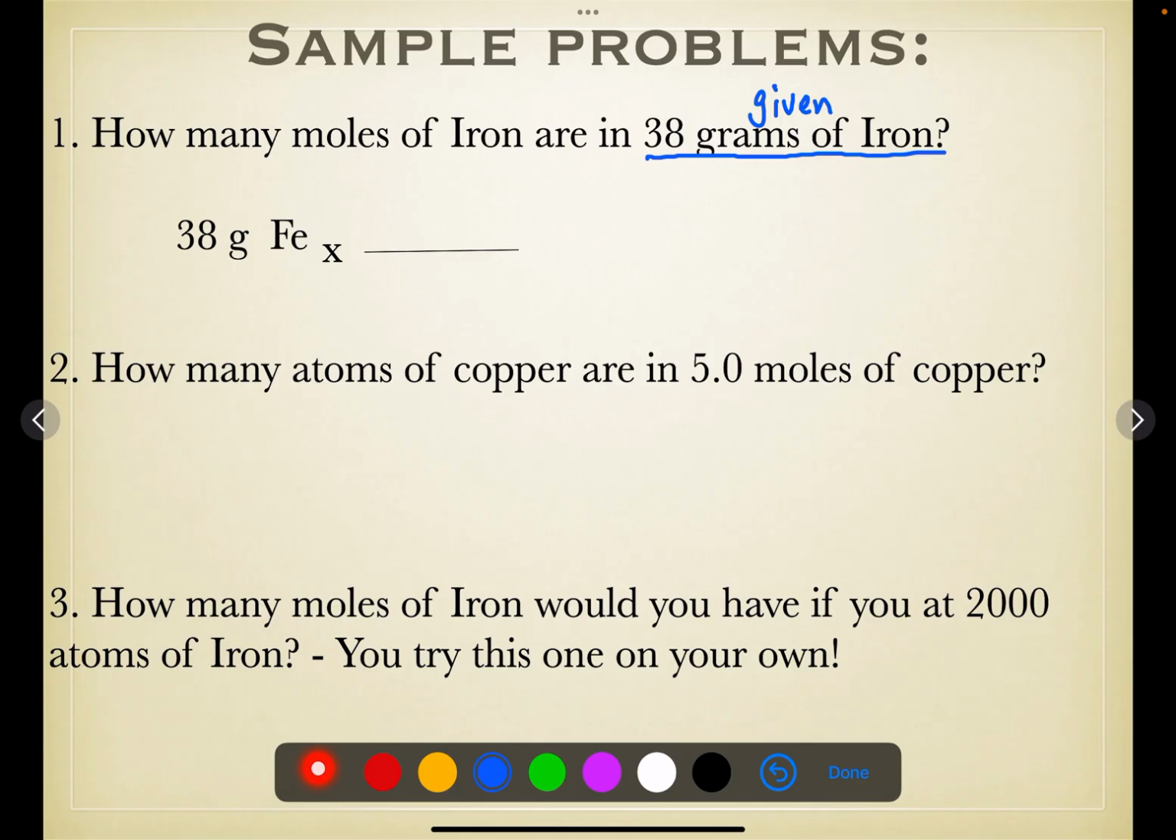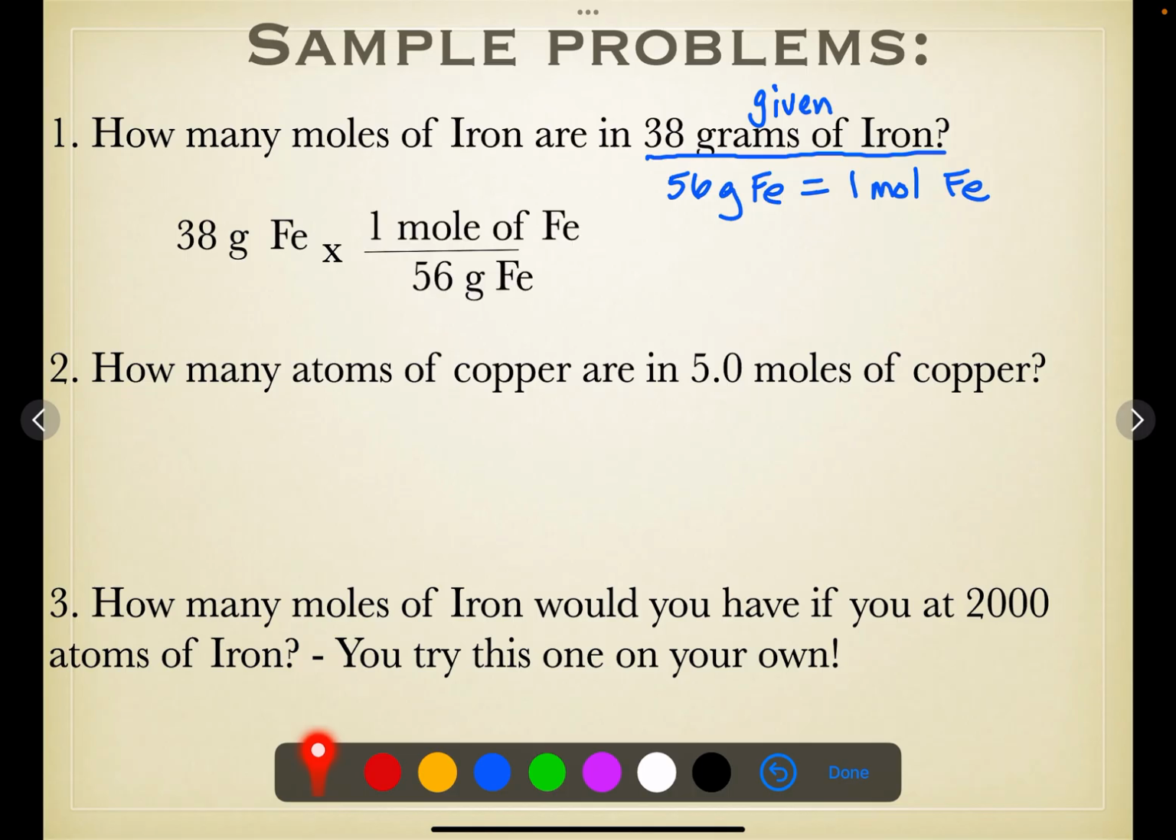And what you're going to see is that 56 grams of iron is the same as 1 mole of iron. That's the molar mass. So once you know this equivalency, you can decide what's going to go on top and what's going to go on bottom. We have grams of iron on top, so we need to have grams of iron on the bottom. So 56 is going to go on the bottom, and 1 mole is going to go on the top.